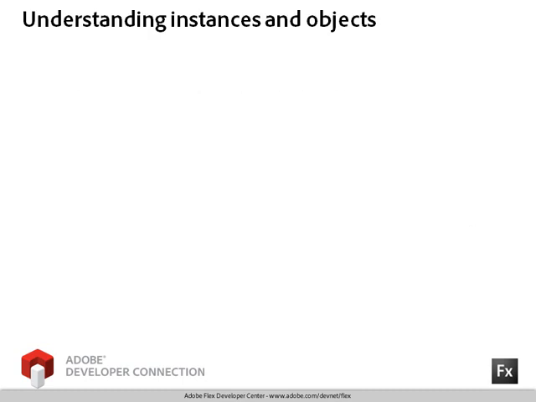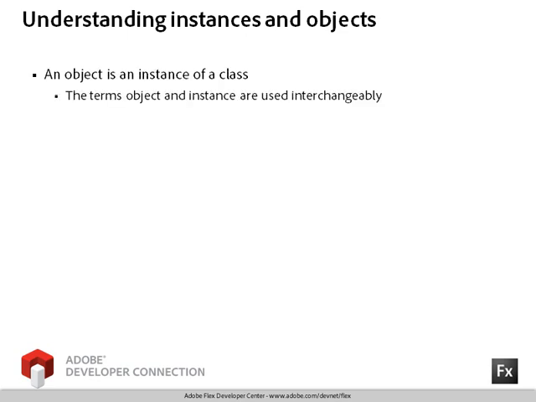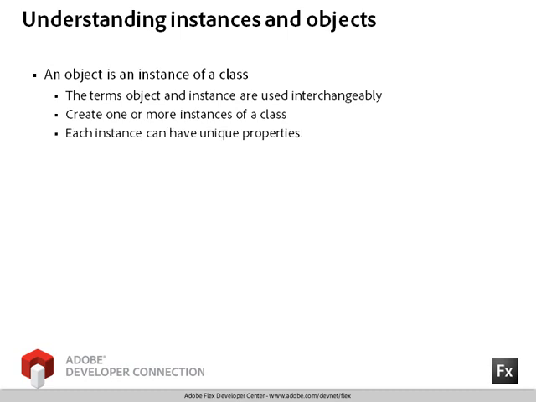Every ball that is created is called an instance of the Ball class. You may also hear the term object used interchangeably with the term instance. You can create one or more instances of a class, and each instance can have unique property values and can behave in ways defined in the methods.